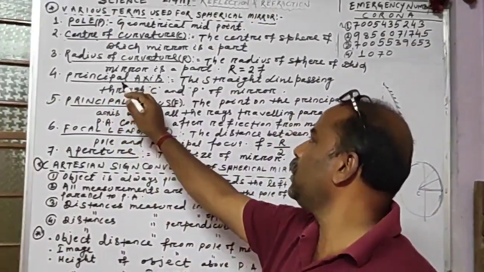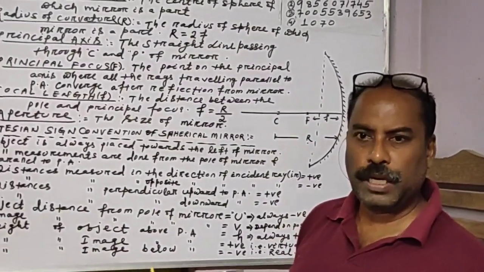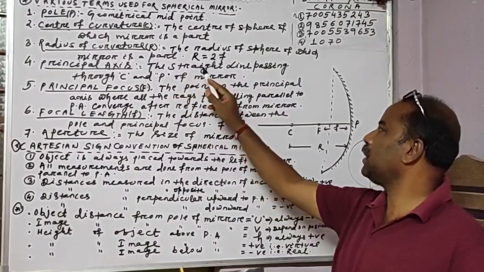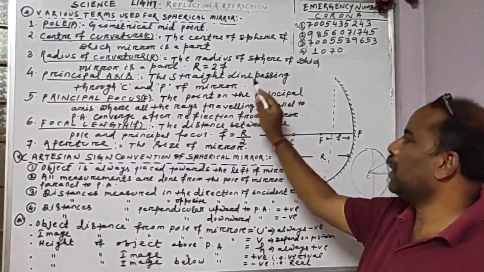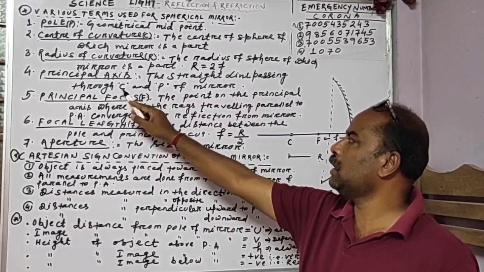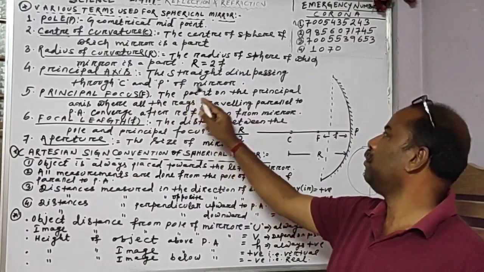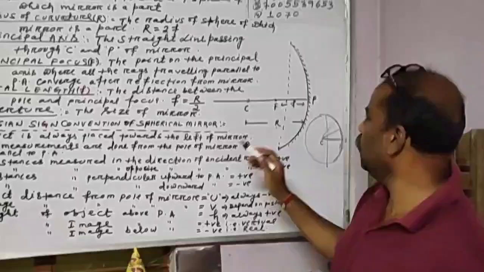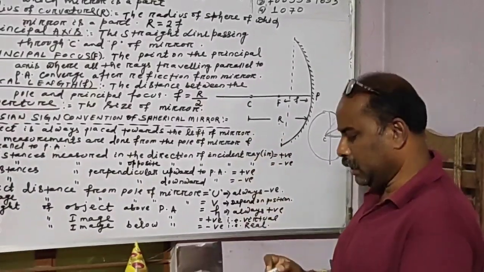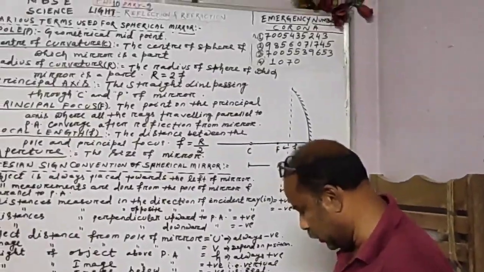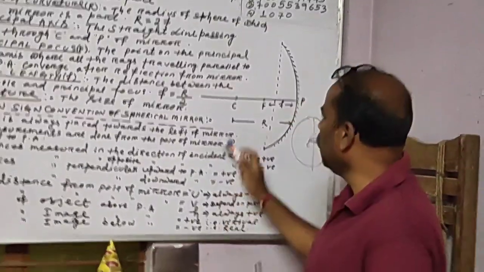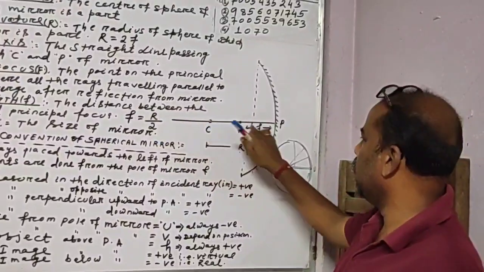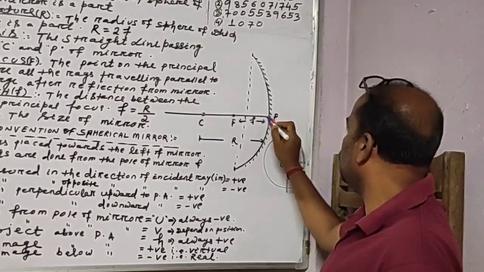Next, the fourth point: principal axis. This is a very important term. What do you mean by principal axis? The straight line passing through the center of curvature C and the pole P of the mirror is called the principal axis. So let us see, the principal axis is here generally. That is the line. It is a straight line which proceeds on both sides.